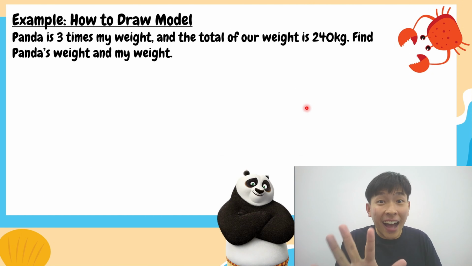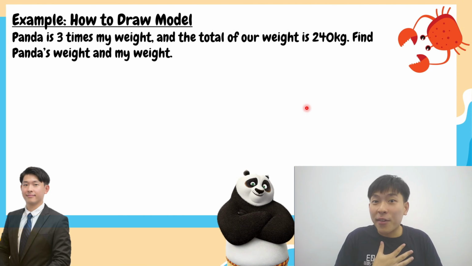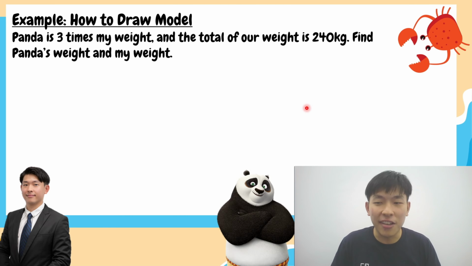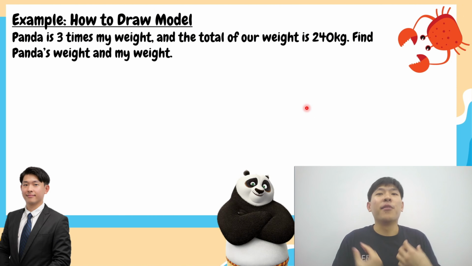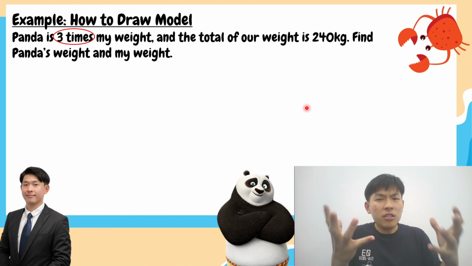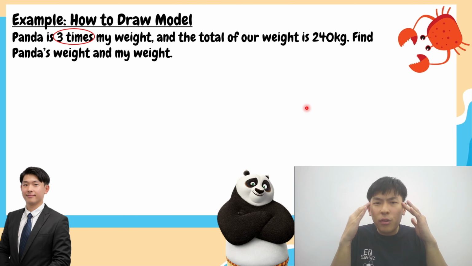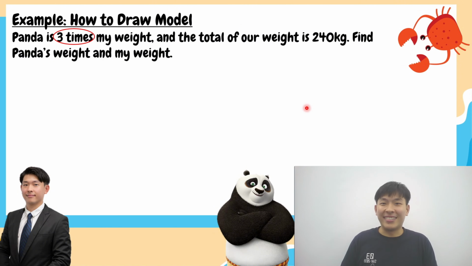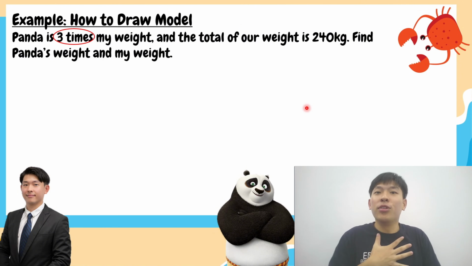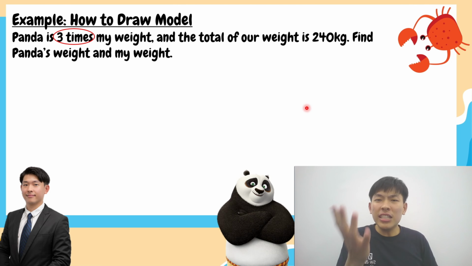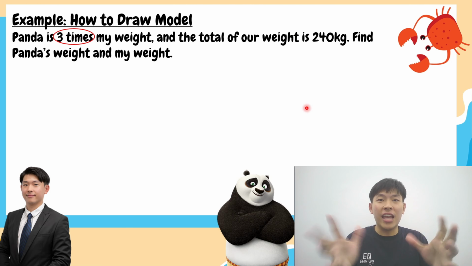Panda is 3 times my weight. And the total of our weight is 240 kg. Find panda's weight and my weight. So we can see that we have 3 times. What does 3 times mean? What relationship can we think of? Now, if I am 1 kg, how heavy is panda? 3 kg. If I am 2, how heavy is panda? 6. You're right. So this means that this is a multiple relationship.